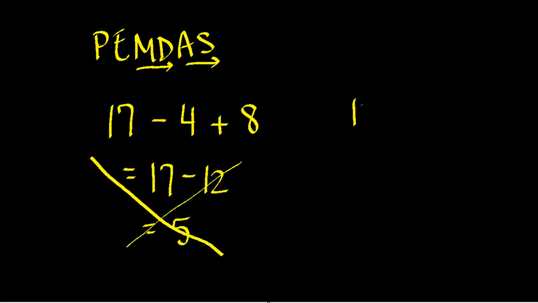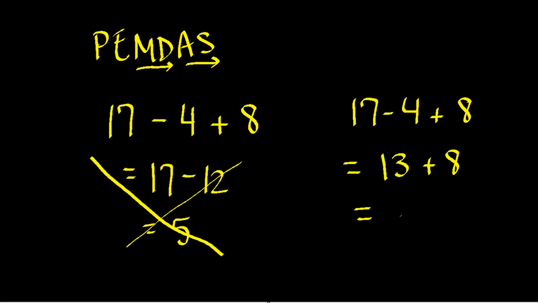What we are supposed to do is addition and subtraction at the same step, left to right. So our first calculation would be 17 minus 4 to get 13. We would bring down the plus 8, and then we would end up with the correct answer of 21.